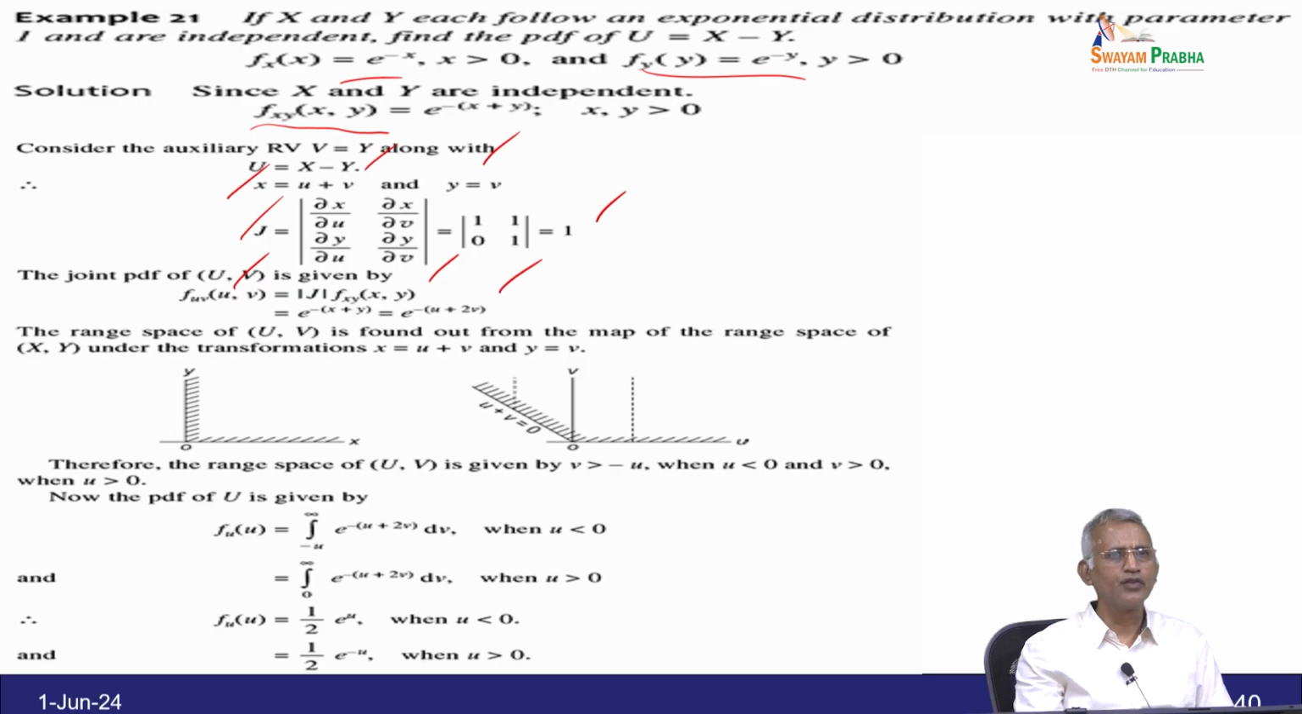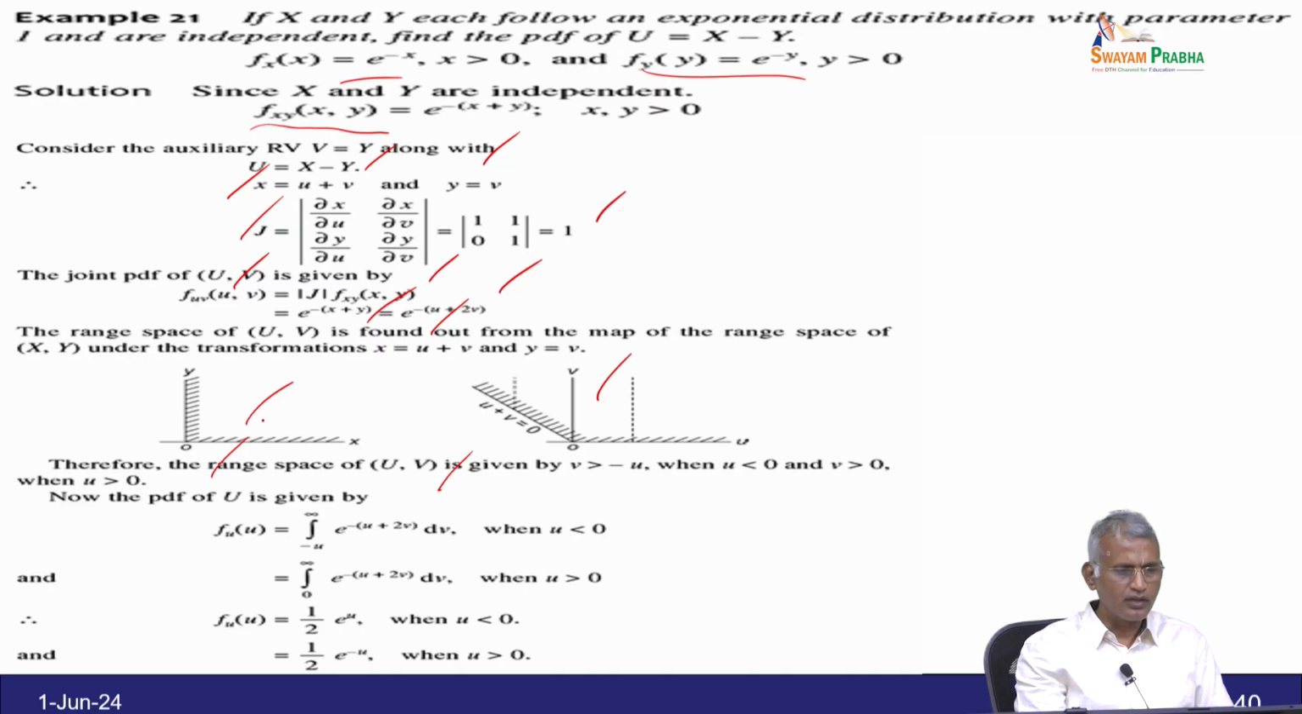Now, the range of u and v is found, and the map of the range of the transformation is x equal to u plus v and y equal to v. So, that we have a map x comma y related to x equal to u plus v and y equal to v, corresponding the line can be extended. Since v is greater than minus u, the picture represents like that, when u is negative and v is positive when u is greater than 0.